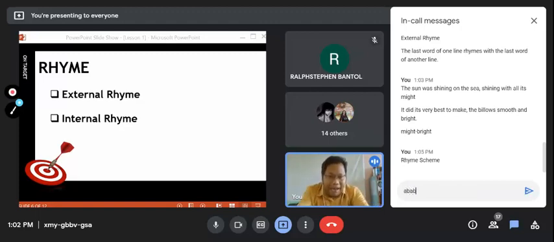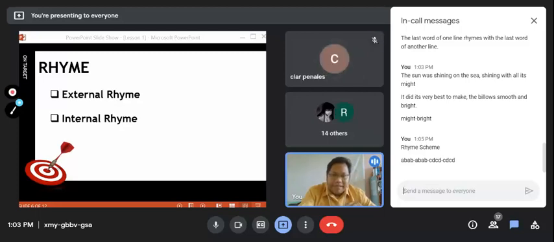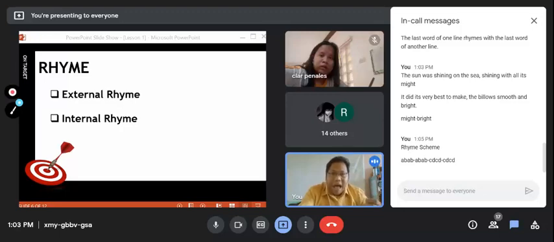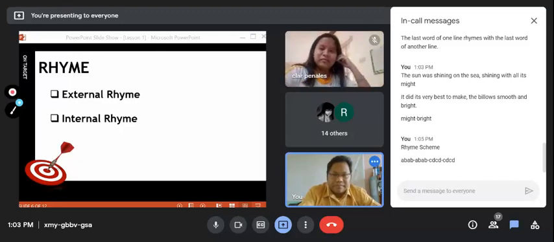What if it's an A B A B, A B A B, C D C D, C D C D? In this kind of rhyme scheme, how many sounds can we detect in the entire poem? Clarice. If the rhyme scheme is A B A B C D C D, how many sounds can we actually hear in the entire poem itself? Go, Clara. You're on mute.